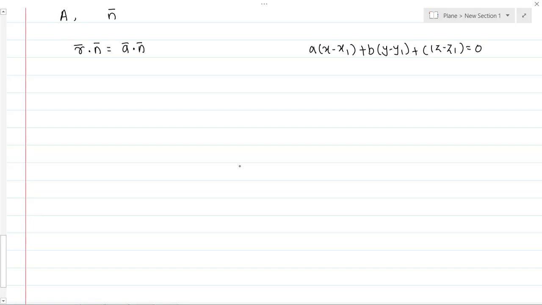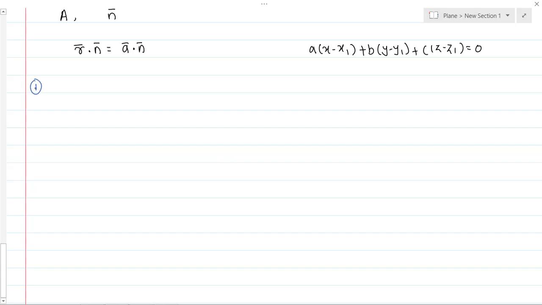This is my vector equation, and the Cartesian equation is nothing but a into x minus x1 plus b into y minus y1 plus c into z minus z1 equals 0. Okay, perfect, that's great. So based on this, let's solve a few questions.